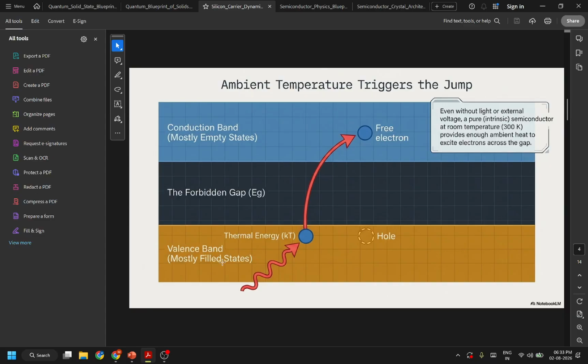So you have the valence band, which is mostly filled. When you get thermal energy, it crosses the forbidden gap into the conduction band, which is mostly empty, resulting in a free electron and a hole. Even without light or external voltage, a pure semiconductor at room temperature provides enough ambient heat to excite electrons across the gap.